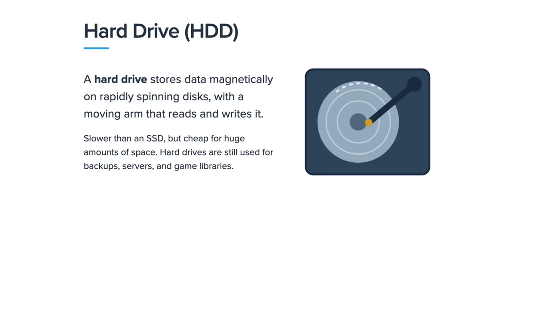Before SSDs took over, there was this, the hard drive. A hard drive stores data magnetically on rapidly spinning disks with a moving arm that reads and writes it. It literally spins thousands of times per minute while that arm zips back and forth grabbing your data. It's slower than an SSD, but it's pretty cheap for huge amounts of space. Hard drives are still used for backups, servers, and game libraries.